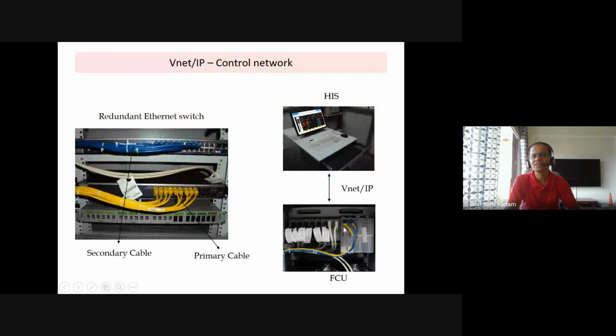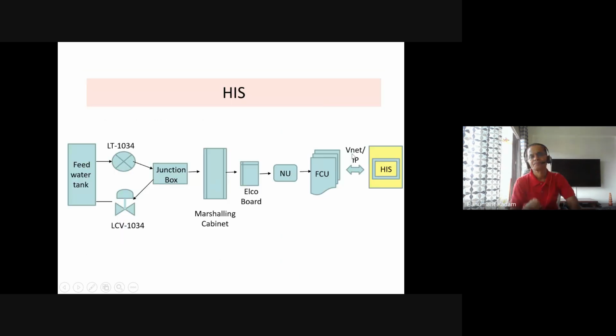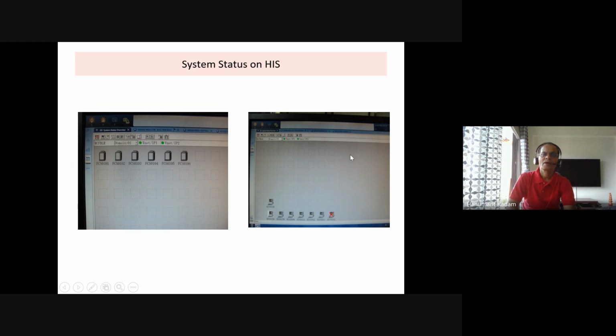And then VNet as I told, primary switch, secondary switch. Actually, this one is a primary, yellow is a primary, and blue is a secondary here. And then it is connected to VNet. VNet is connected to the HIS. This is HIS. This is a workstation, human interface station. So this is about the system.